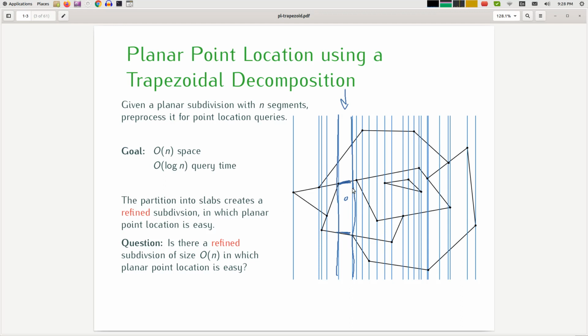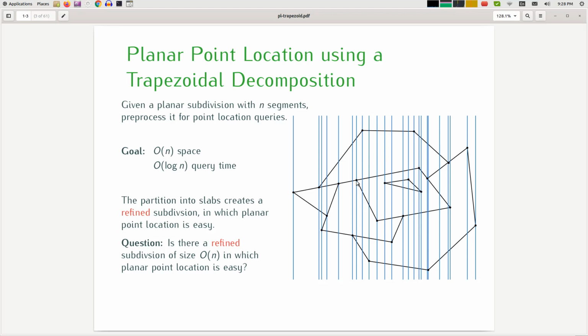The problem with this kind of refinement is that the size will be n squared, right? Because when you draw a vertical line from a vertex, it could intersect all the line segments in the input. So in the worst case, this could give us an n squared solution, which is not desirable. So now the question is: is there a refined subdivision of size linear, which is simpler, and made of simple objects? And the answer is yes, and the idea is very simple.